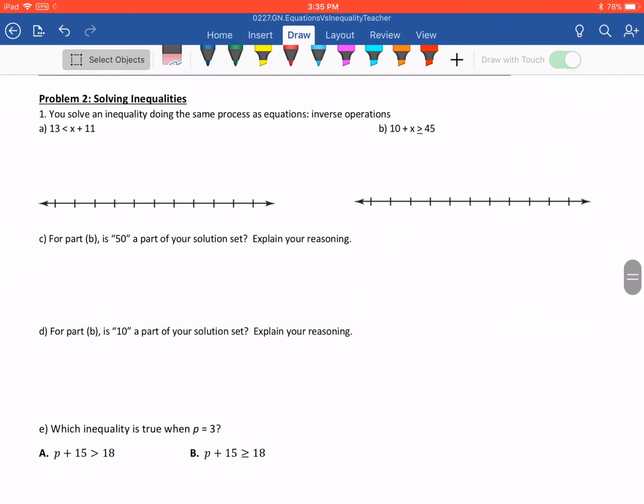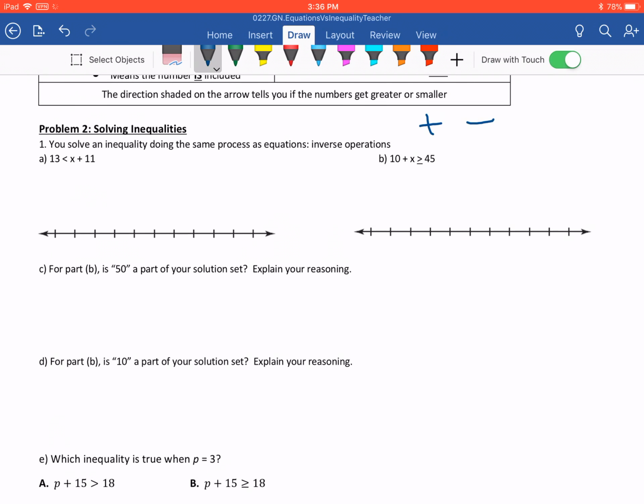So our next part, solving inequalities. Basically, this is going to work the exact same way as an equation, but with an inequality symbol. So you solve inequalities doing the same process as equations using our inverse operations. If you don't remember this, write this down. Addition and subtraction, these guys are inverses, right? You undo addition with subtraction. You undo subtraction with addition. Same thing with multiplying and dividing.